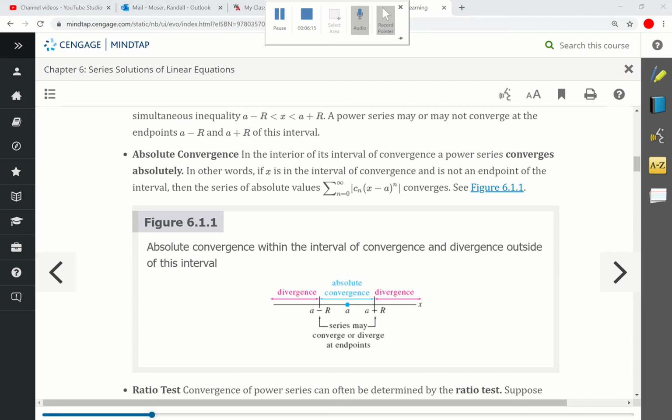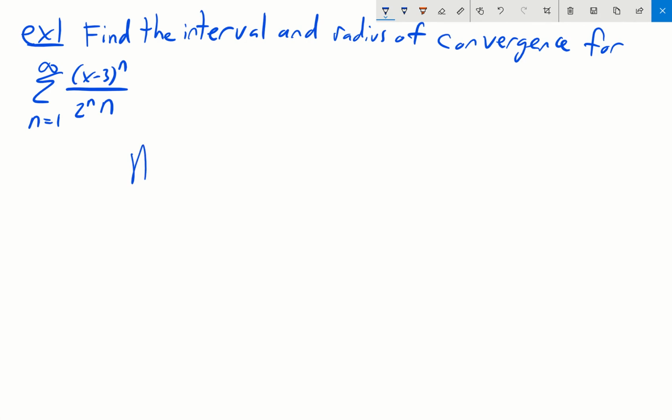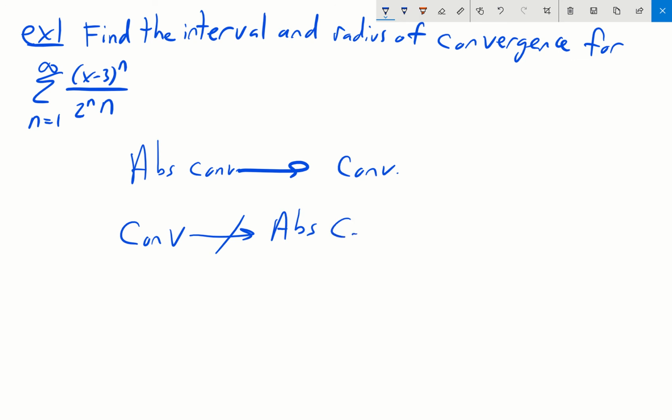To give you an example of this: if a series converges absolutely, in other words, if it converges with absolute value bars, then it will converge without the absolute value bars. But the converse is not true. Just because a series converges does not mean that it will converge absolutely.